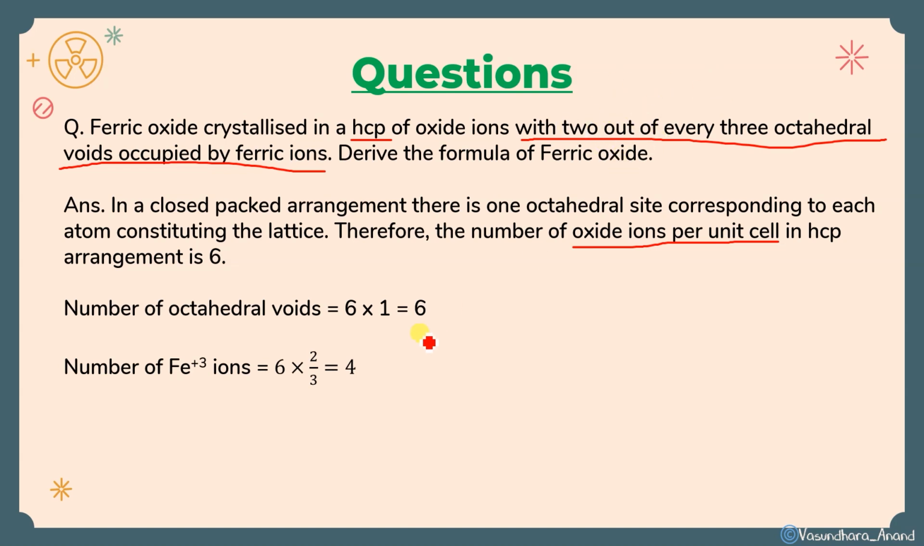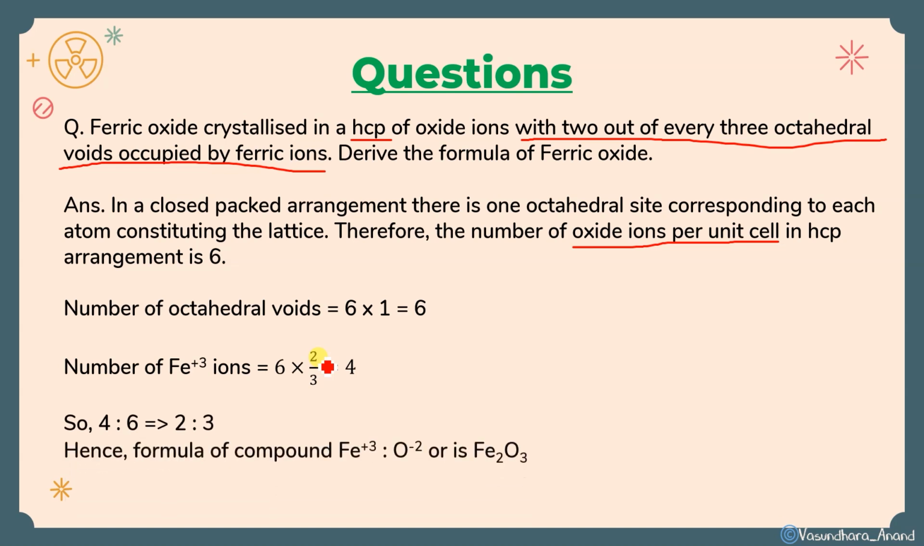So 2 by 3 and octahedral void are 6. So 6 into 2 by 3, it will be equal to 4. So what will be the formula of iron, Fe4 and oxygen 6, isn't it? So the ratio will be Fe2O3. Got it? Any issue? Any problem?